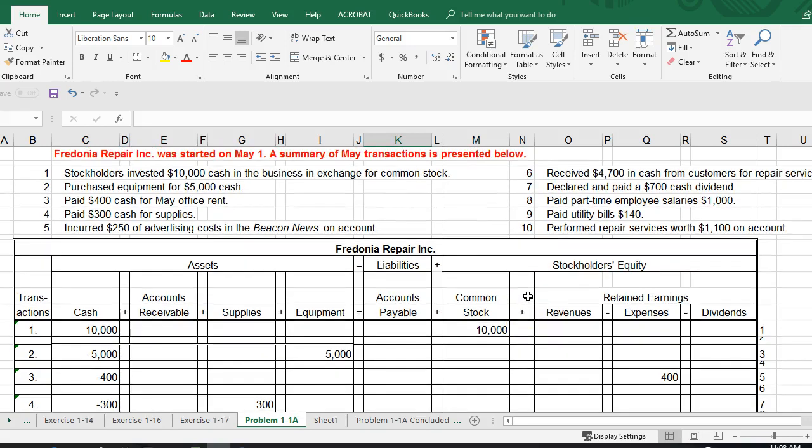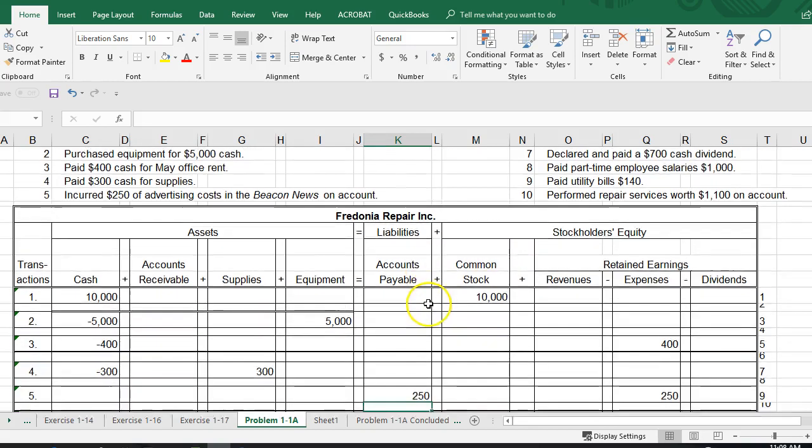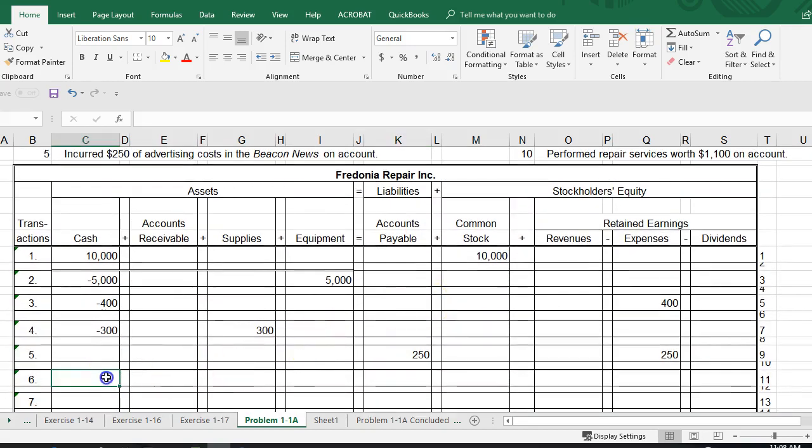Okay, let's keep going. Number 6, receive $4,700 in cash from customers for repair services. So for number 6, got to go down here. My cash account will increase by $4,700. And because I performed a service, that is known as earning revenue. So my revenue account is going to increase by $4,700.